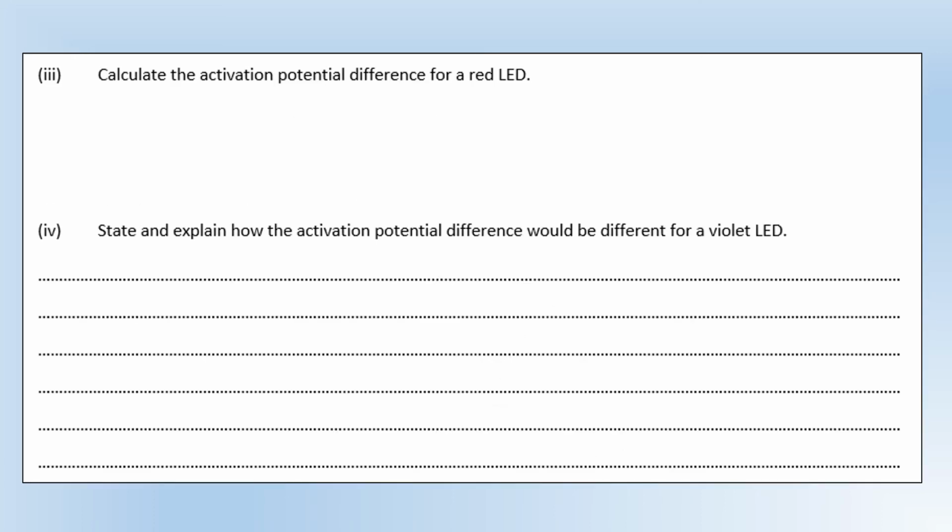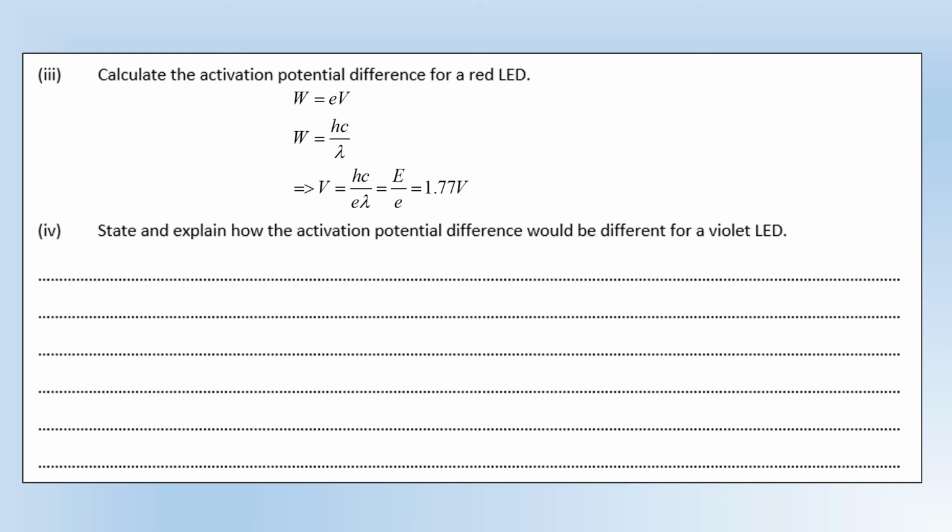So what we're going to do is calculate the activation potential for a red LED. Essentially, we're going to figure out the work done by each electron that passes through the LED, and also figure out the work done to produce a photon of red light, because using conservation of energy, those two work done must be the same. So we can rearrange and figure out that the activation potential difference for a red LED is 1.77 volts, or that's the amount of energy each electron is transferring as it passes through the LED to produce a photon.